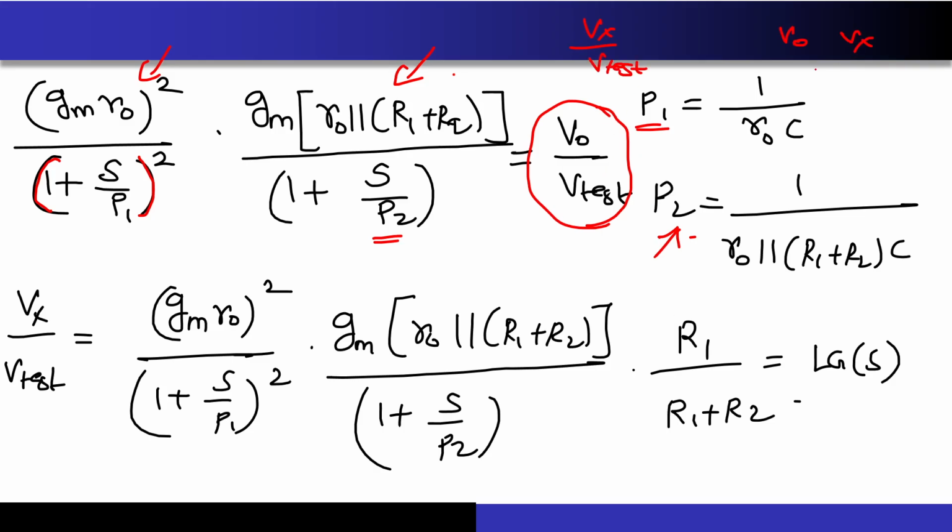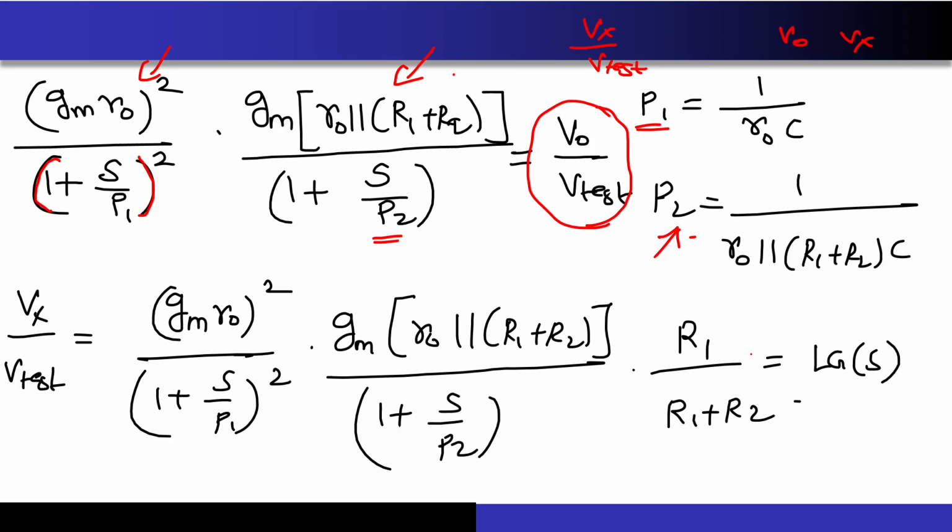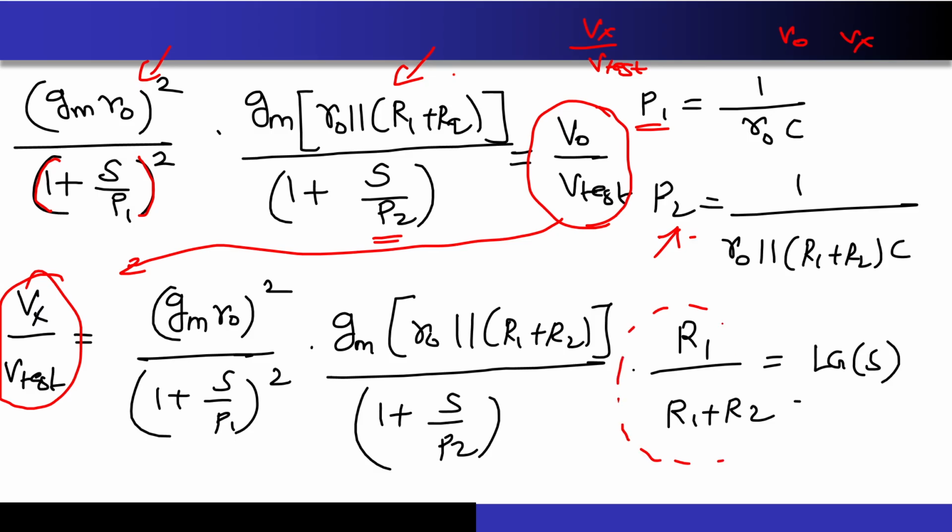So how are V0 and Vx related to each other? Just look over here. This is V0, this is Vx. It is a simple resistive divider, correct? So when I move from V0 by Vtest to Vx by Vtest, I have a factor of R1 divided by R1 plus R2. This is the reason for it. So now you have a loop gain expression, and from here you can find out everything.